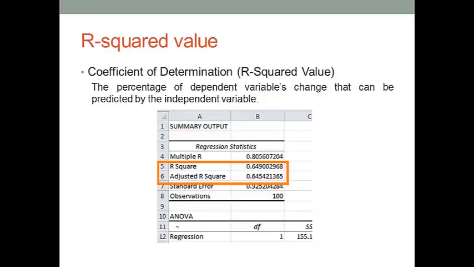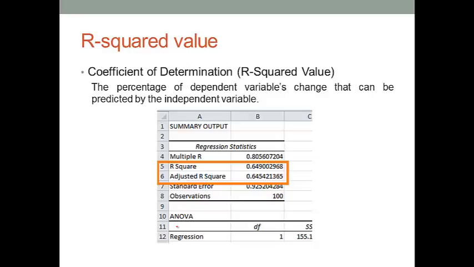In our case, we have a R-squared value and the adjusted R-squared value. You can choose either one. They don't have a big difference. You can choose either one to interpret the R-squared value. But no matter which value you choose, it's about 64%, right? 0.64. 64%. What does this 64% mean?